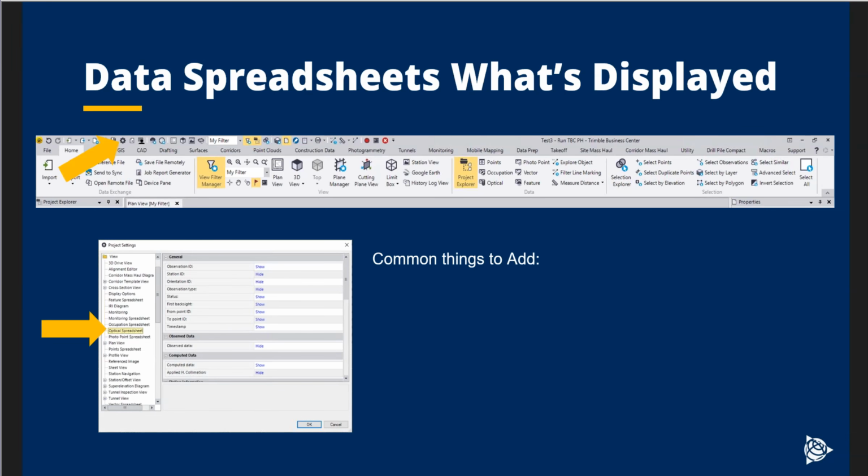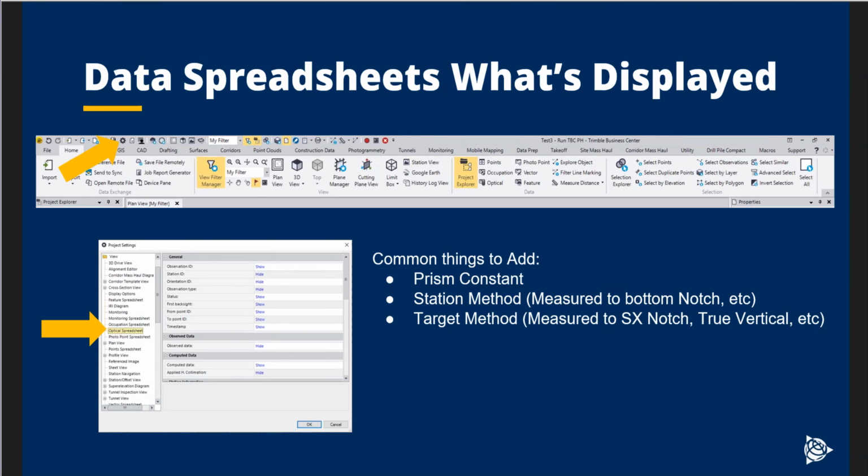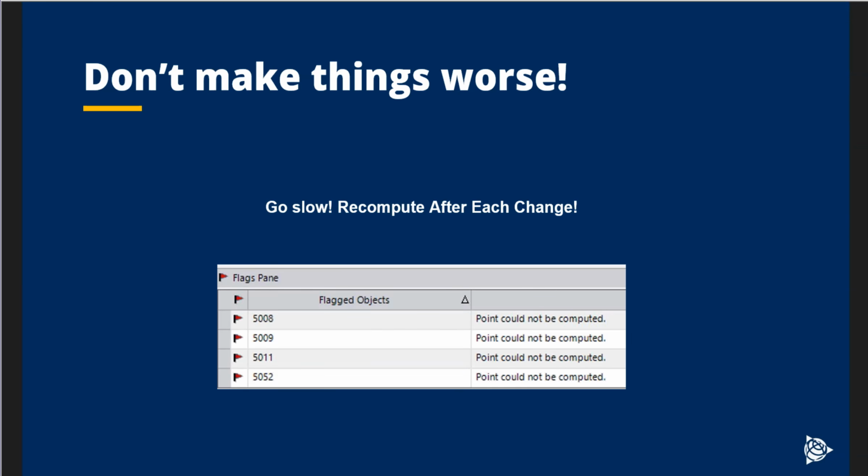And so here's what we just talked about. Here are the things I normally add: prism constant, station method, target method, and backsite. Make sure those are added if you're looking at optical data. I think it's very helpful. The last thing I want to say, or one of the last things, is don't make it worse, right? So you need to take your time if you're trying to repair this and go slow and don't be rushed.